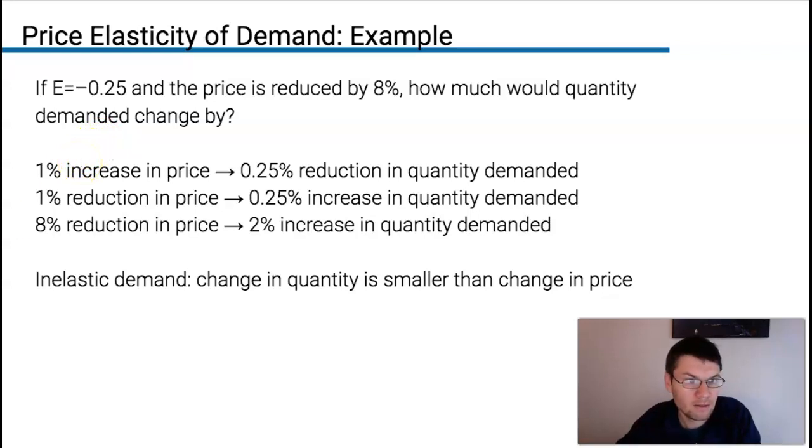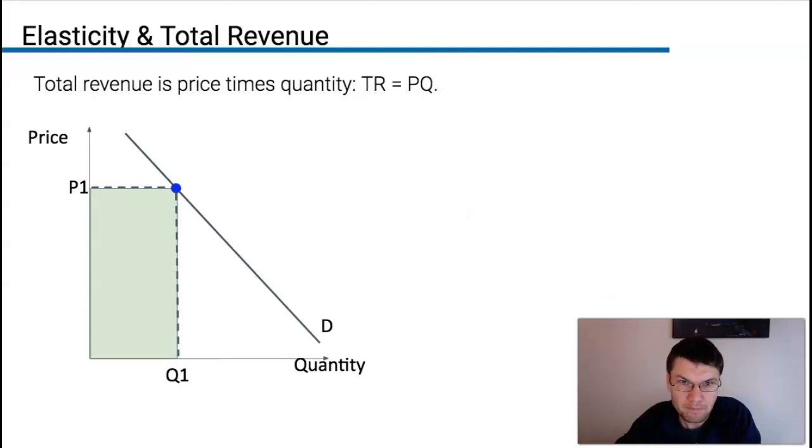Next, let's look at the total revenue. The total revenue is simply the volume of sales in the market. So think about it as the product of price at which the product is traded in the market times the quantity of that product sold at that price. So total revenue is just the product of price times quantity.